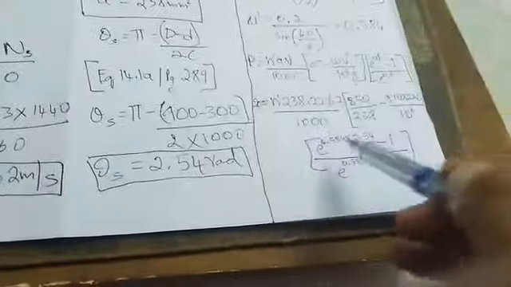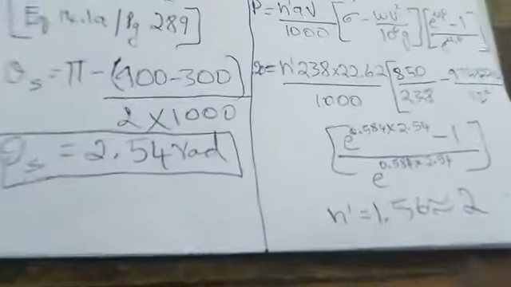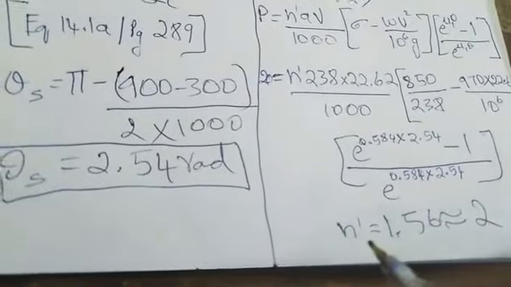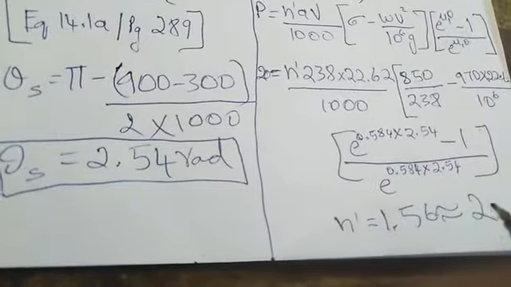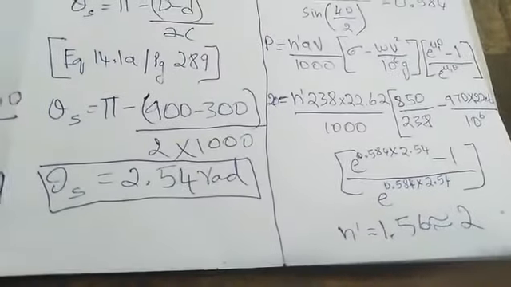So by simplifying this formula we will get n dash, or number of belts, as 1.56. So we shall approximate it to 2. So here they have used 2 belts. N dash is 1.56 or 2. So there are 2 belts. So this is what they have asked in this problem.